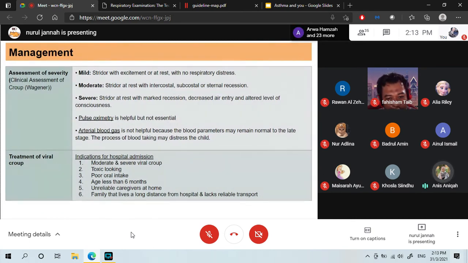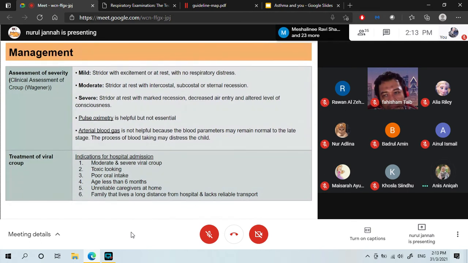And treatment for viral croup, indications for hospital admission. First one, it must be moderate and severe viral croup. And then toxic looking, poor oral intake, age less than 6 months, unreliable caregivers at home, and family that lives a long distance from the hospital and lacks reliable transport.